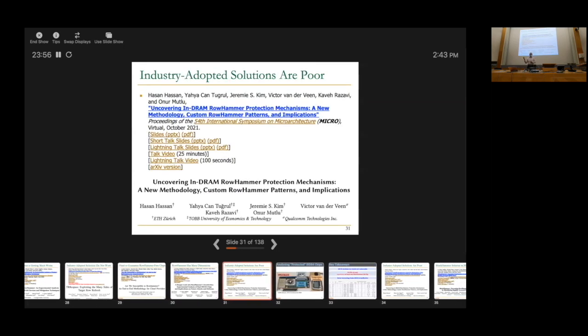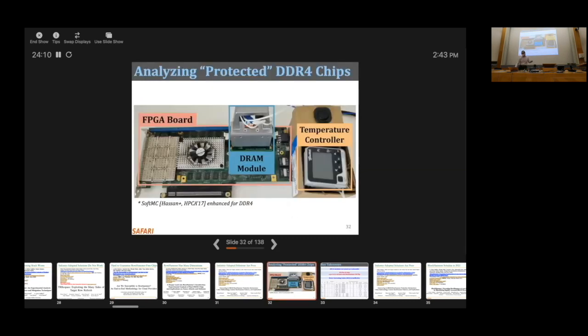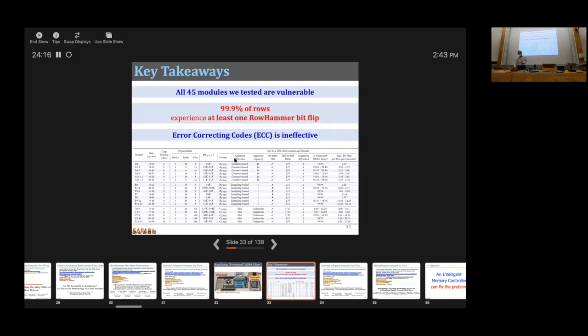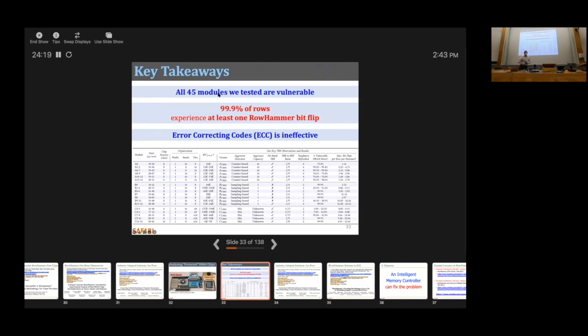Industry adopted solutions are actually very, very poor. In this paper, we showed that industry adopted solutions can be almost completely reverse engineered. So industry says we solved the problem, but you can completely reverse engineer it and actually make it much worse. We did this with FPGA boards that you will see in the next part of this lecture. We showed that all of the modules that we test are vulnerable because we developed a detailed understanding of how the underlying hardware tries to protect against RowHammer. Almost 100% of the rows experienced at least one RowHammer bit flip. So you can cause these bit flips in the entire memory. And error correcting codes don't work, at least the ones that are employed in industry today.